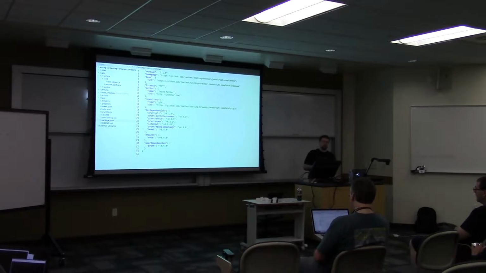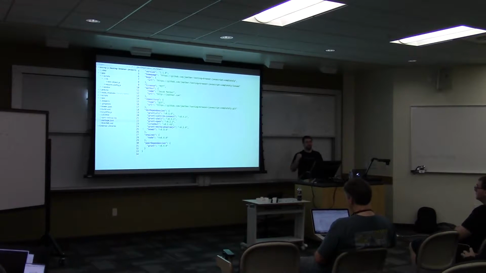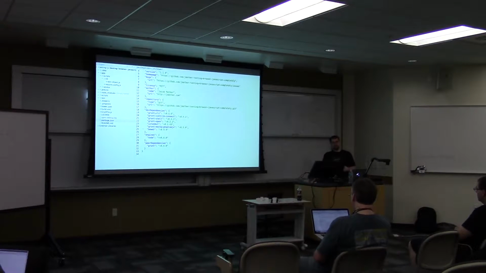Now, theoretically, I could have just pulled in Mocha and Chai and everything from NPM. But since I'm testing browser code, it made sense to me to use the browser dependency tool to pull in those requirements. And so it felt cleaner that way.